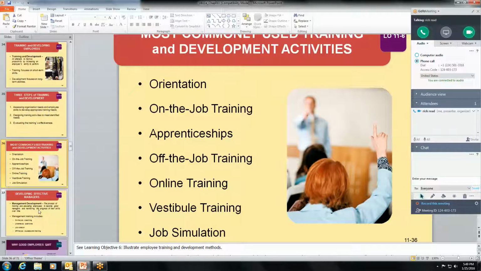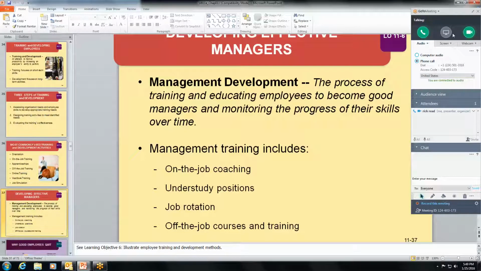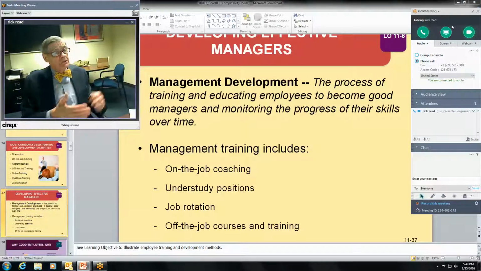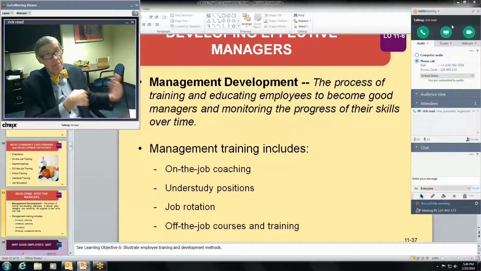This is management development. That's what I talked about a little bit before, but we want to enlarge this, talk about on-the-job coaching, understudy positions. That a lot of times is talking about mentoring. You have somebody who's a mentor, kind of takes you around and shows you what to do. Job rotation, which we talked about in Chapter 10, is a great way to develop employees. And then, of course, courses outside.